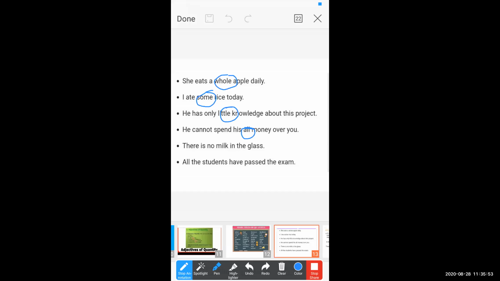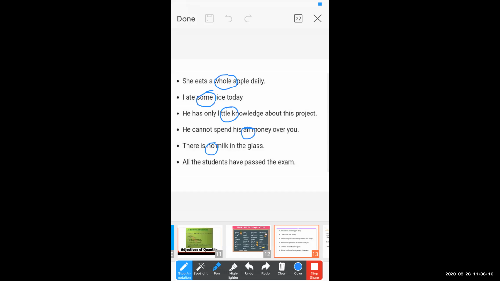There is no milk in the glass. No milk in the glass. Okay, so it's describing that the glass is empty. There is no milk. So the word "no" also comes under quantity.